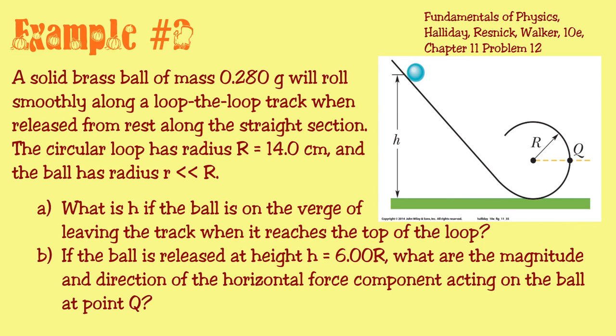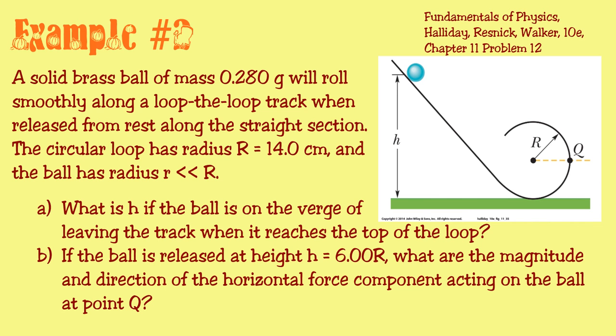That means that when you look at a problem where we have an object such as the solid brass ball rolling along a track, when we're focusing on conservation of energy, we need to remember that our object has both translational and rotational kinetic energy at any point where it's moving.